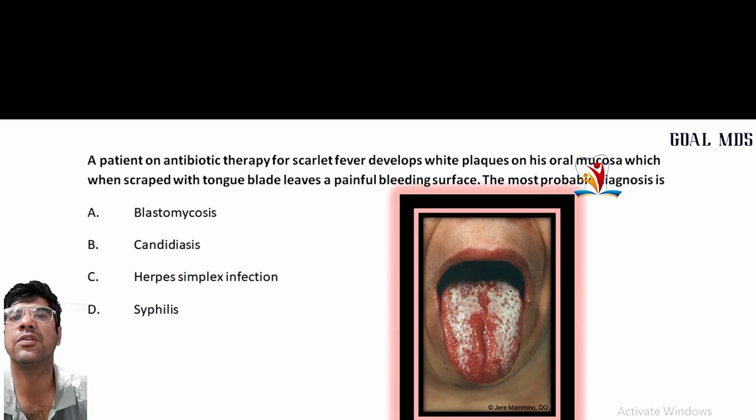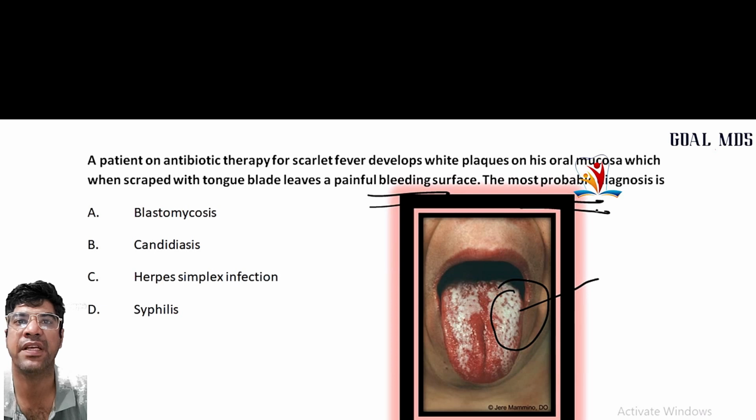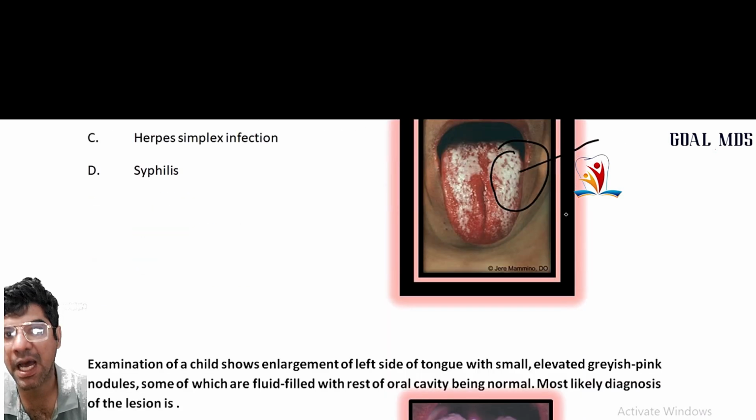Moving to the next question. A patient on antibiotic therapy for scarlet fever develops white plaque on his oral mucosa, which when scraped leaves a painful bleeding surface. The most common diagnosis: the presence of white plaques on the oral mucosa when scraped with a tongue blade is characteristic of oral candidiasis, or thrush, a fungal infection caused by which fungal microorganism? It is Candida species, mainly Candida albicans.